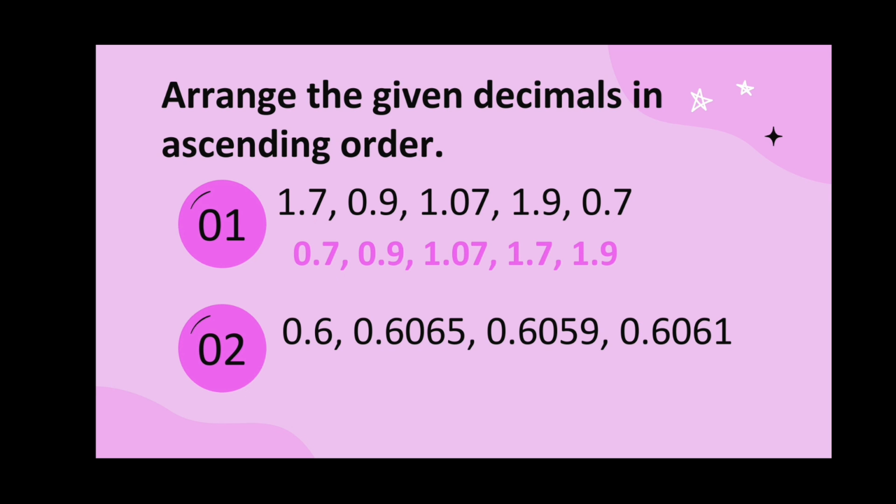Therefore, our third number is 6,061 ten thousandths. And of course, the largest one will be 6,065 ten thousandths. So here's the answer. 6 tenths is the smallest number, and then followed by 6,059 ten thousandths. Next is 6,061 ten thousandths, and the largest one is 6,065 ten thousandths.